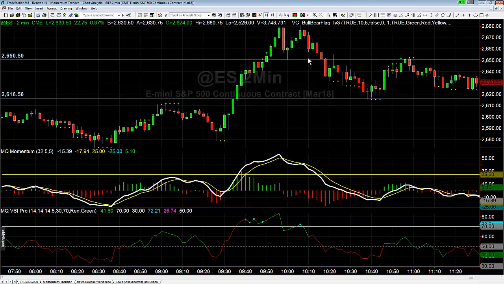And again, if you're going to be trading counter trend, one of the best ways to do it is using momentum and looking for divergences where you have weakening momentum, even though the market pushes to a new high.